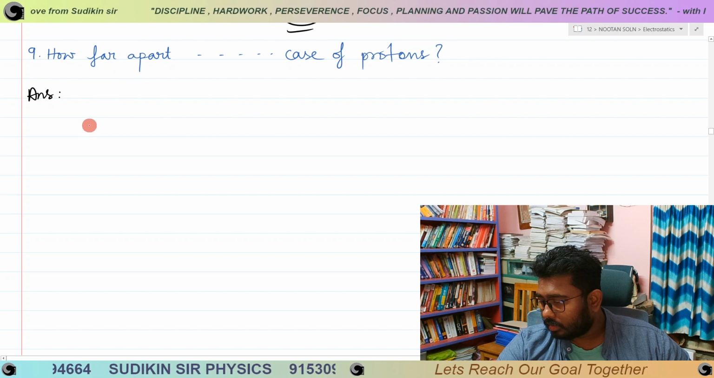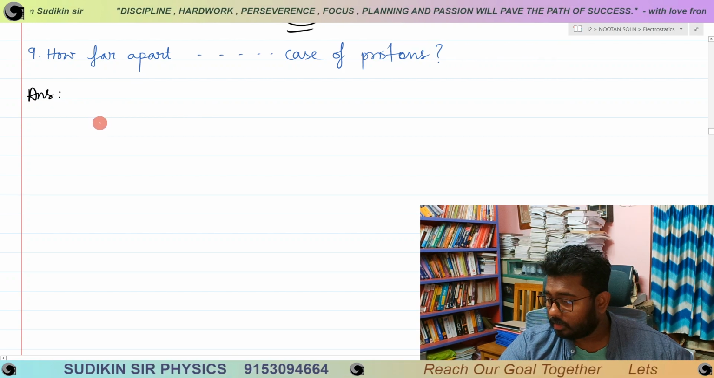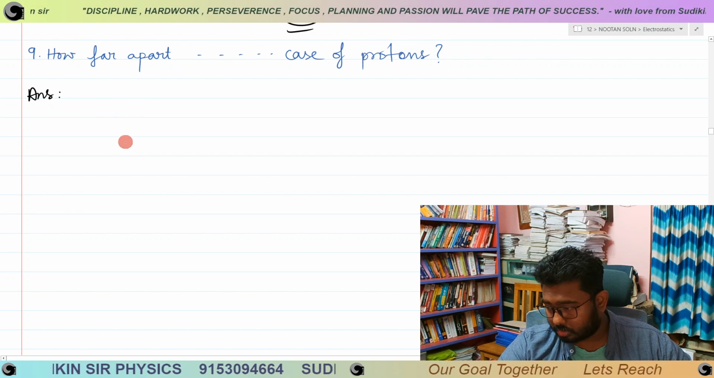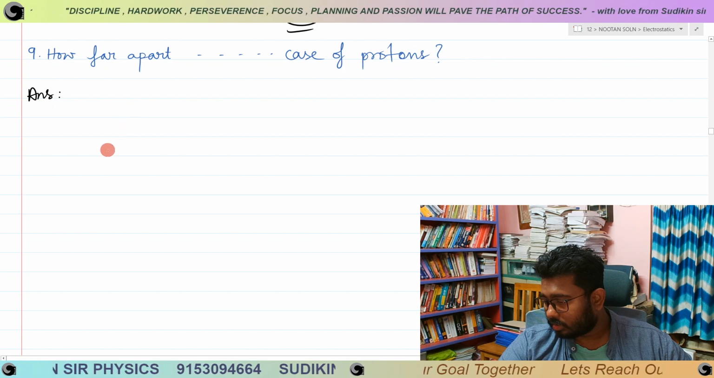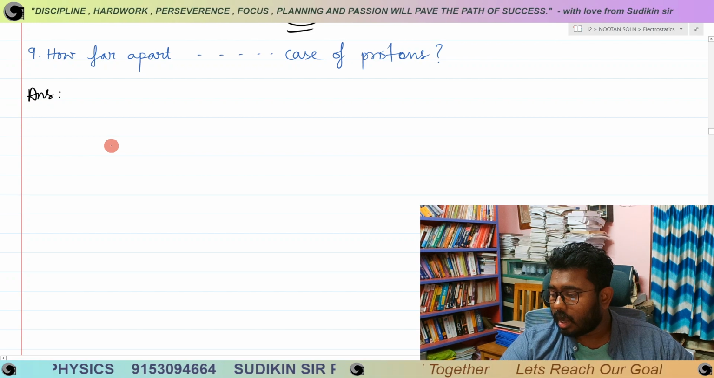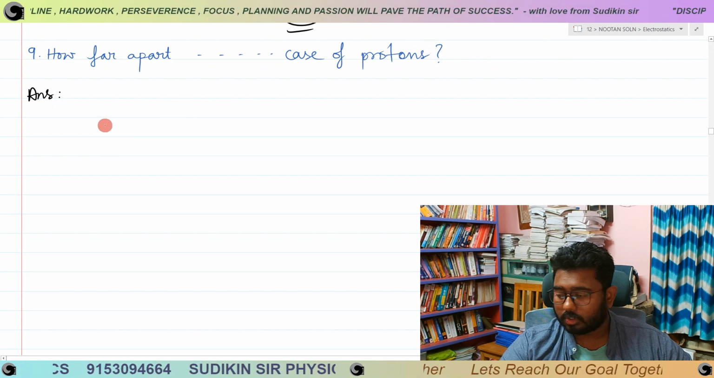Next question says, how far apart should two electrons be if the force between them equals the weight of an electron? And what in case of protons? Let us do the first part first. How far apart should the two electrons be if the force between them equals the weight of an electron?